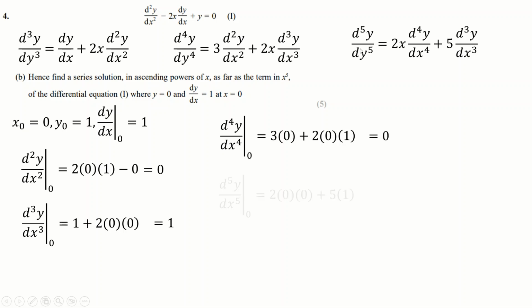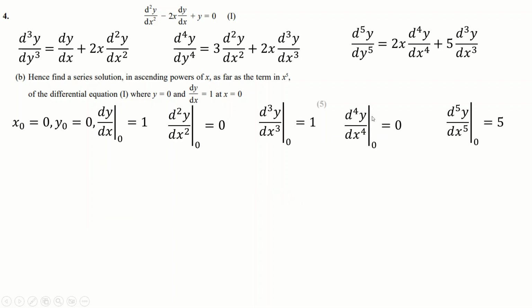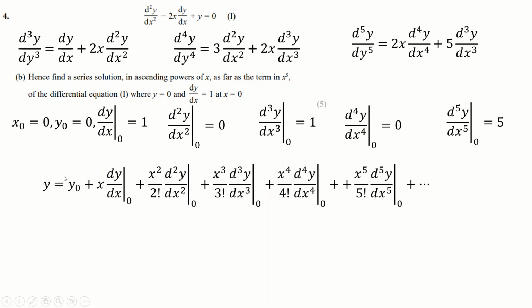And the next one after that, we're going to have 2 times 0 times 0, that all goes away, plus 5 times here is 1, so that becomes 5. And this is quite nice because then when I'm just lining up those, when we use the Taylor series-like thing that this is, we have the x squared over 2 factorial, x cubed over 3 factorial, and so on. And we just have all these evaluations here.